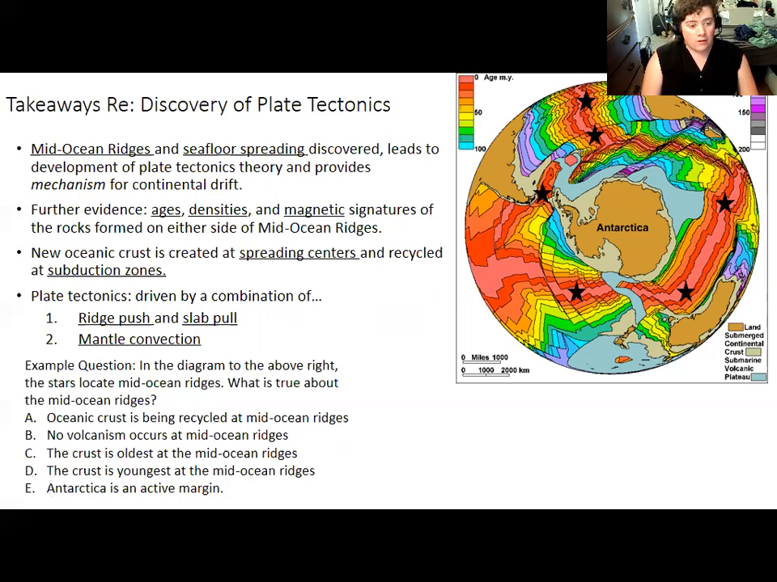Plate tectonics as a whole are driven by a combination of ridge push and slab pull, a perpetual motion cycle caused by the gradient from the density differences away from the mid-ocean ridge, as well as the weight of the subducting plate. And this is kept going by convection of material inside of the mantle.